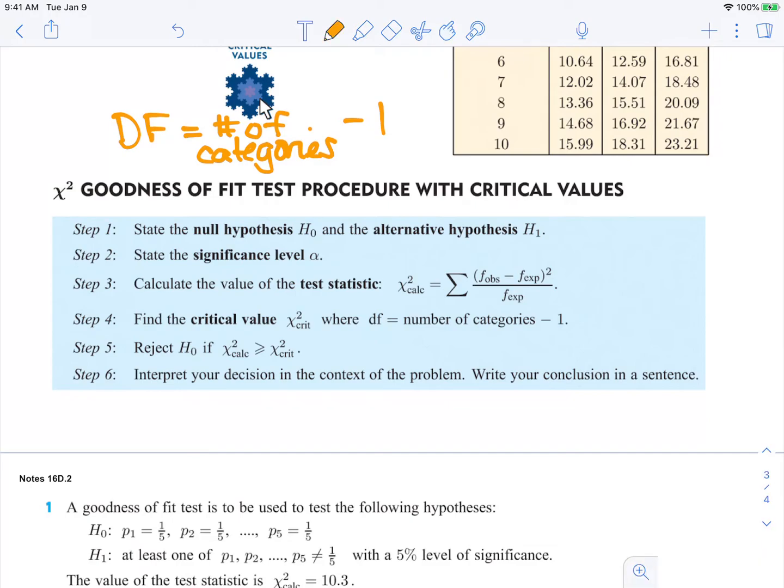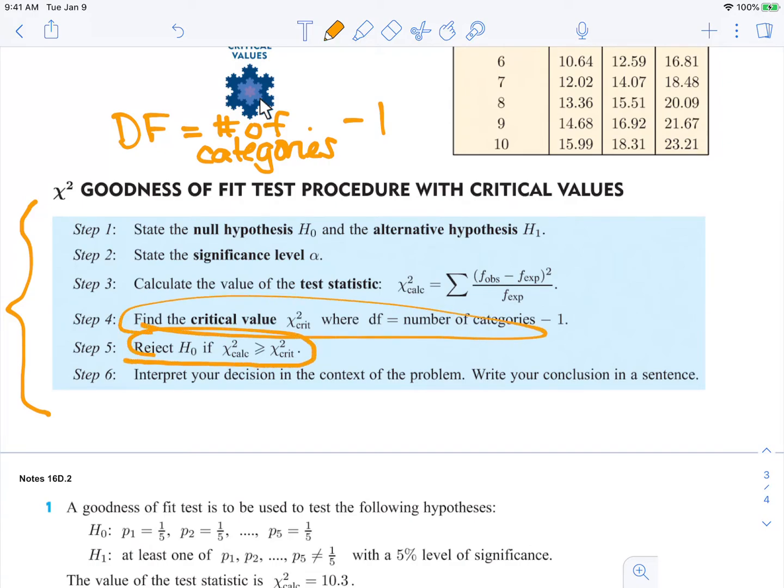So what we'll be doing is using these 6 steps, and this is the step we're going to look at to add in from the previous video.